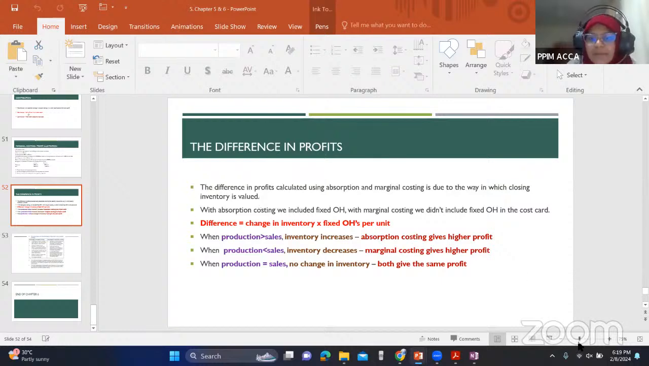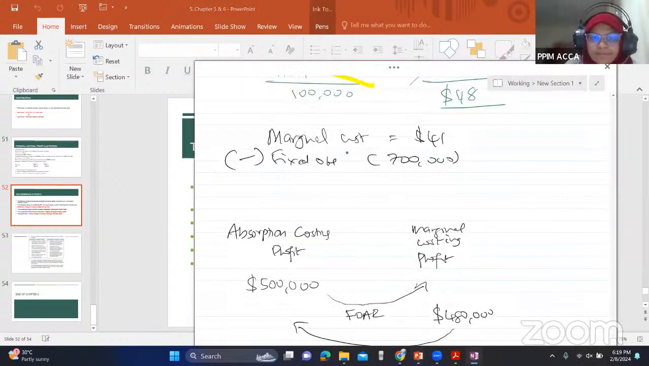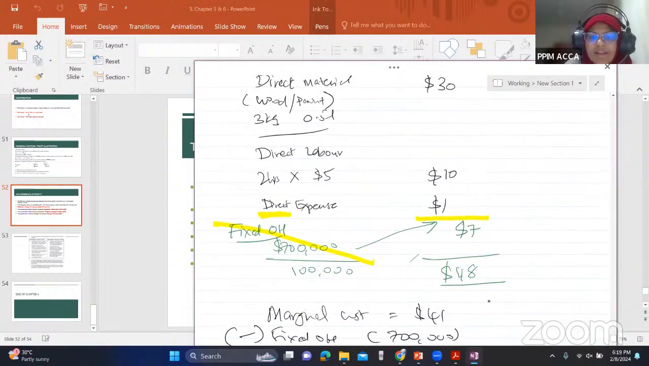Okay, what I mean by that is, look here. If I used absorption costing, I will value my closing inventory at $48, because this is my cost per unit. But if I use marginal costing, then the closing inventory, I won't value at 48. I will value at $41. So just the valuation of closing inventory, that's the only difference between absorption costing and marginal costing.